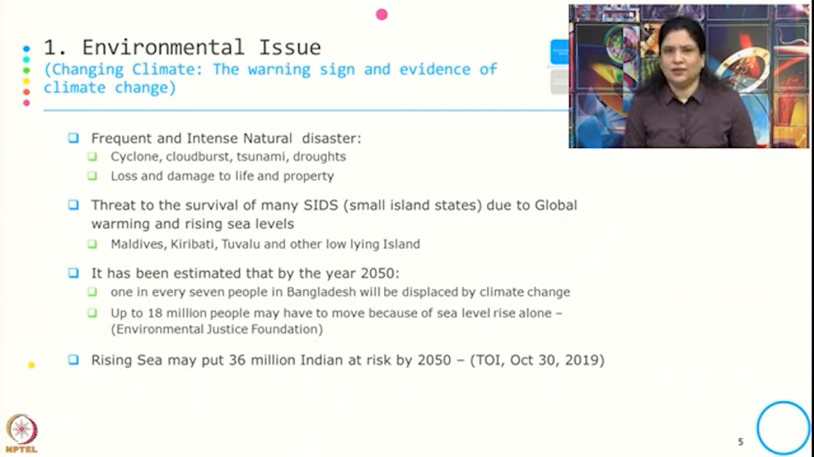The recent point about India is that 2 weeks back there was a report from the IPCC which says that coastal cities are more vulnerable to climate change. And this is a report from the Times of India, October 30, 2019, which gives the fact that rising seas may put 36 million Indians at risk by 2050. I think these facts are good enough to understand and to adopt sustainable practices, because at least in that context we will try to see how much we can reduce the human contribution to climate change.